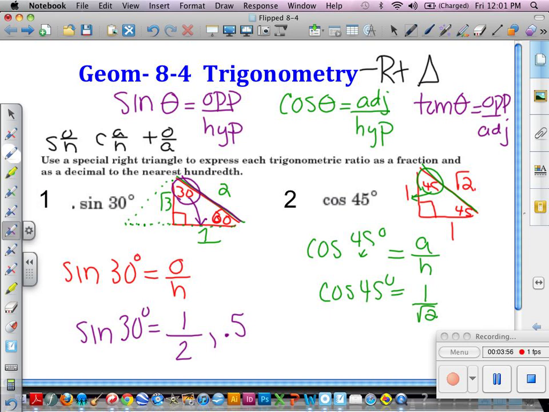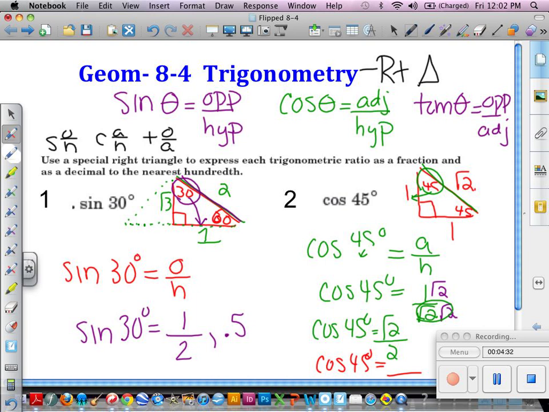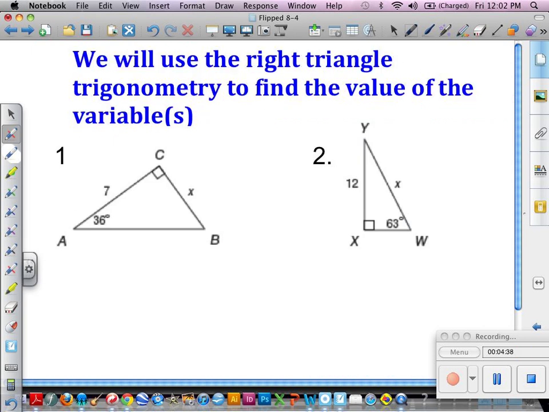Now, this is not proper mathematics. You need to simplify. You need to rationalize the denominator. Multiply by root 2. So now at this point, I have cosine of 45 is root 2 over 2, because square root of 2 times square root of 2 is square root of 4, and square root of 4 is 2. And then I need to punch that into my calculator, and I did not write that down. I don't have a calculator available, so could you guys do that on your own? Divide root 2 by 2 and write that decimal down. Let's move on to the next section.